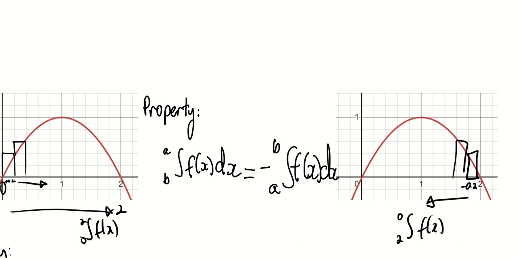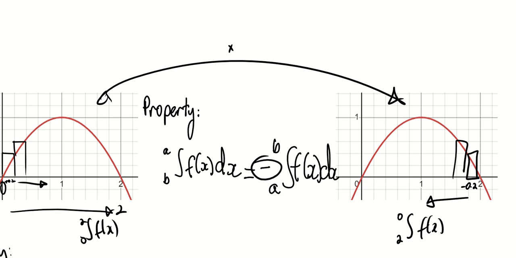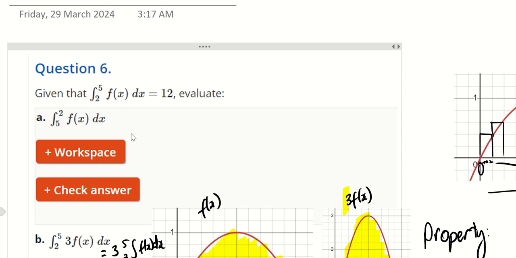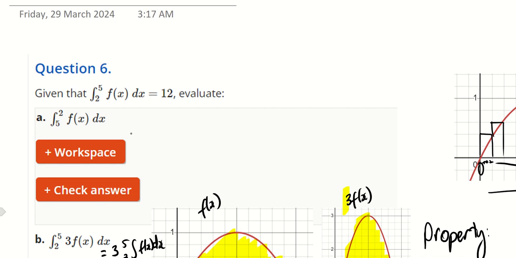So all these rectangles traveling in the opposite direction have negative area, which is why there's a negative sign here, that these 2 differ by a factor of negative 1. They're negatives of each other. So the problem that you're asked to do of integrating from 5 to 2, you can think, hey, that's just the same as integrating from 2 to 5, but a negative of that, so end up with negative 12.